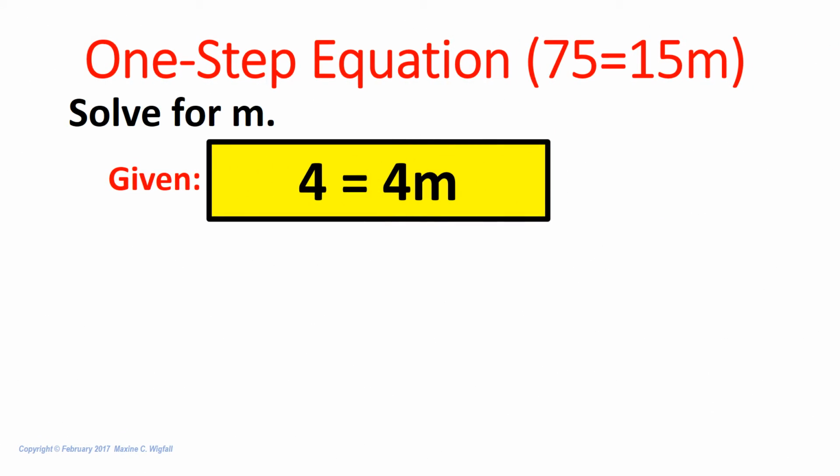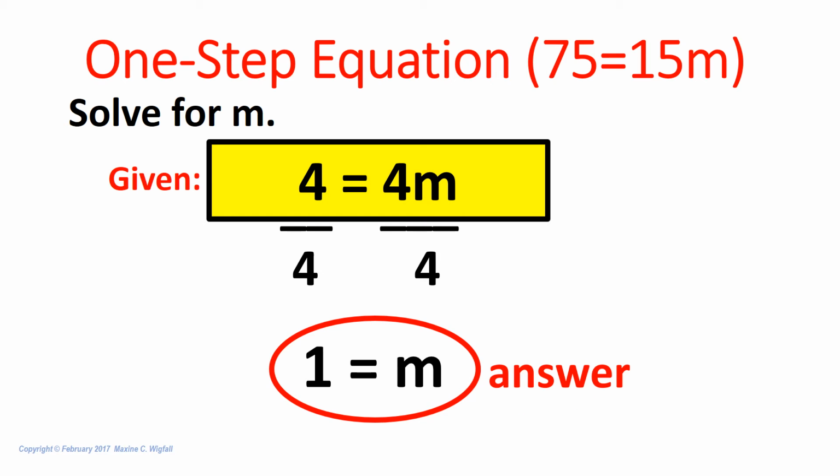Solve for m. Divide by 4 on both sides, 1 is equal to m. Answer. Again, the answer is an integer. Integers are whole numbers with no decimal parts.